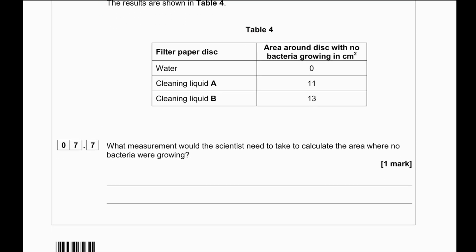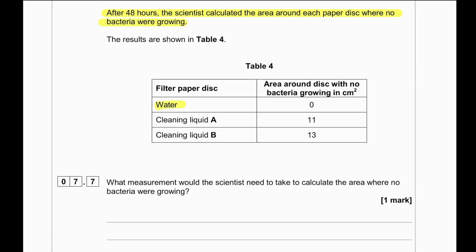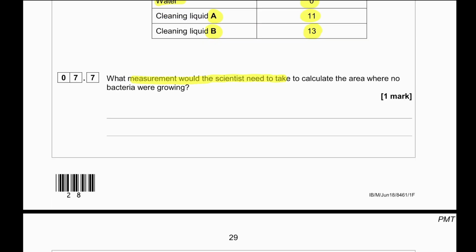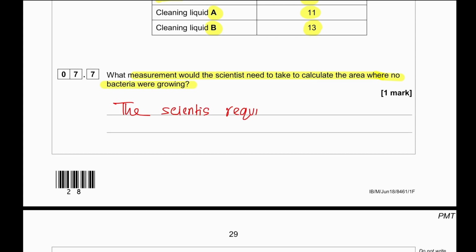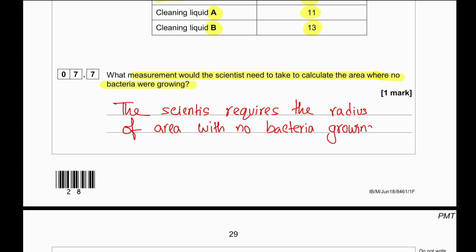The results are shown in table 4. With water, the bacteria was growing around the disc, so there was no clear zone. But with liquid A, the clear zone was 11 cm square, and with cleaning liquid B, it was 13 cm square. What measurement would the scientists need to make to calculate the area where no bacteria were growing? The scientists need the radius of the area with no bacteria growing, and then use the pi r square formula to find out the area.